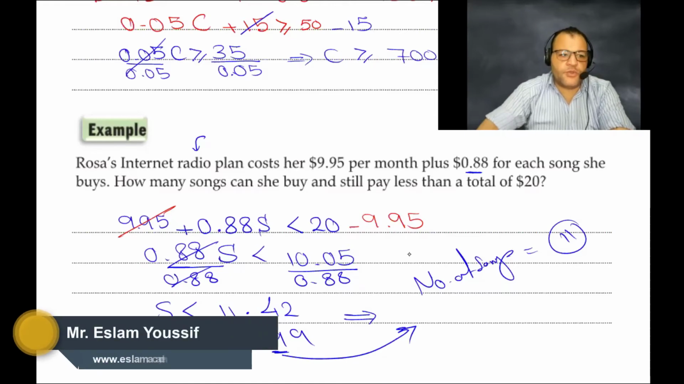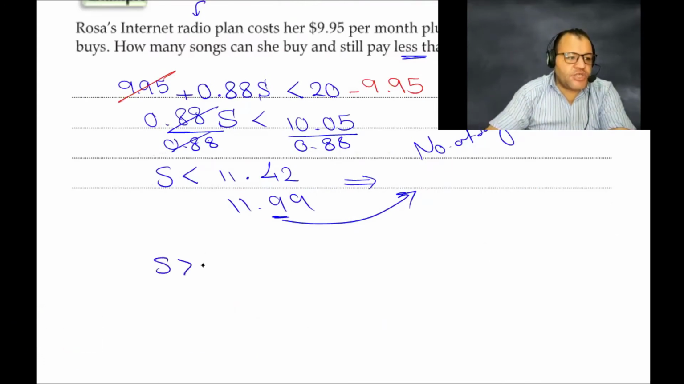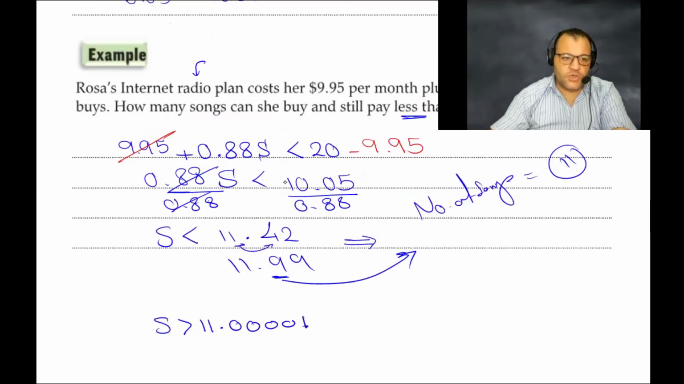Why will I round down? Because I need to pay less than 20. Suppose that I need to pay more than 20. So when S is greater than 11.00001, I will round up. Okay, sir. You got the idea? When I need more than, I will round up. Less than, I will round down. It doesn't depend on the number, like looking at whether to add 1 or not. No, we're not rounding that way. It depends on the question. You got the idea for rounding?